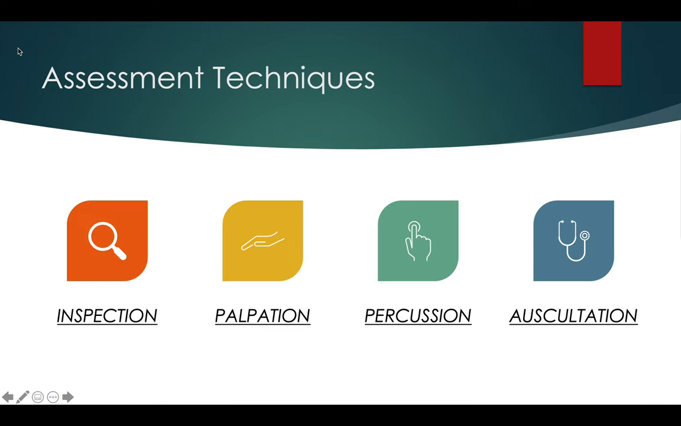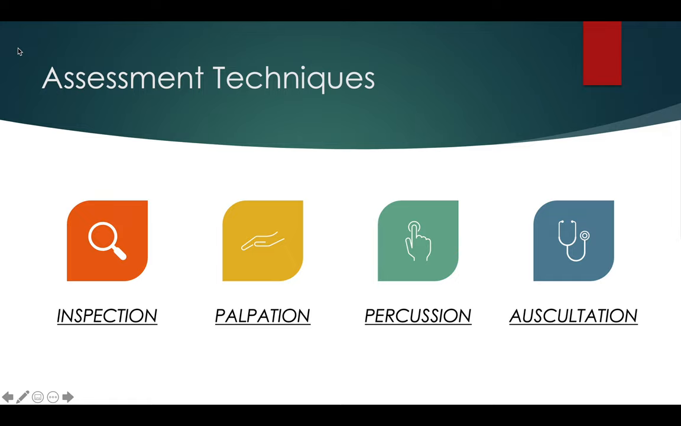So, assessment techniques: inspection, palpation, percussion, and auscultation. Do you remember all those? So inspection is visual assessment of the different aspects of the patient. Assess whatever you're looking at: size, shape, color, position, symmetry. And palpation is examination of different body organs using the sense of touch. You assess temperature and turgor and texture and moisture and vibrations and shape all with touch.